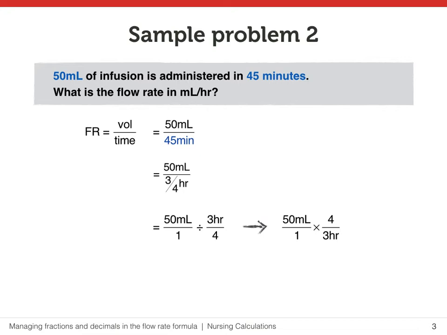50 multiplied by 4 makes 200, and then divide this by 3. It comes down to a decimal of 66.6 recurring, which can be rounded to 66.7 mils per hour. And if you want to round it to the nearest whole mil, then it will be 67 mils per hour.